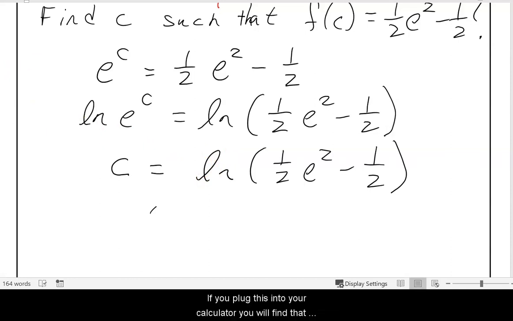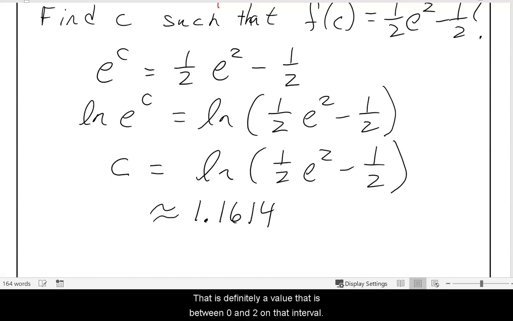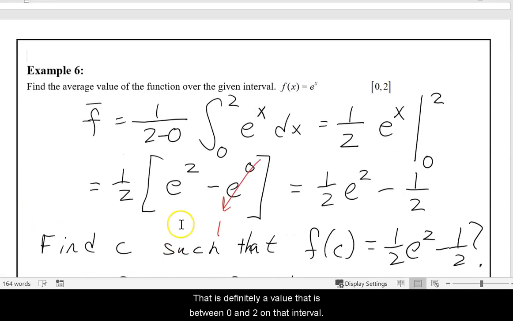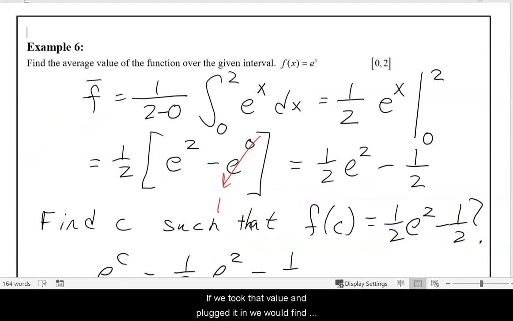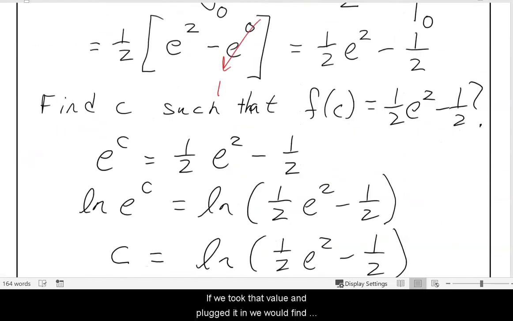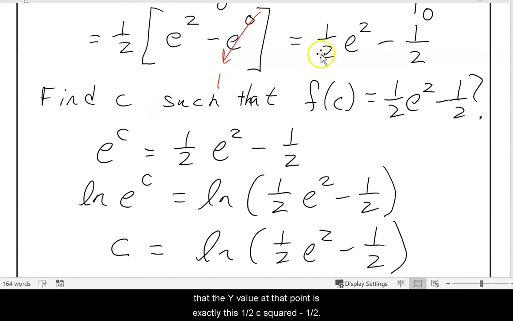If you plug this into your calculator, you will find that you get about 1.1614. That is definitely a value that is between 0 and 2 on that interval. If we took that value and plugged it in, we would find that the y value at that point is exactly this 1/2 e squared minus 1/2.